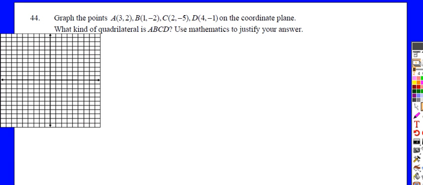Okay, in problem number 44, we are given 4 points, A, B, C, and D, and we're asked to decide what kind of a quadrilateral it is. The best thing to do is graph them first.